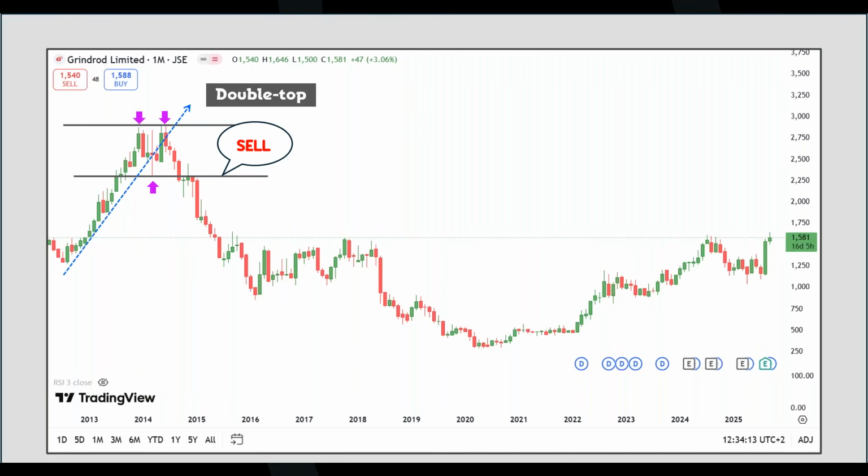That uptrend has reached its end. I need to sell. How do I calculate where it's going to fall to? You take the difference between the tippy top, the high point, and the trough, projected downwards. And indeed, it does fall towards there.